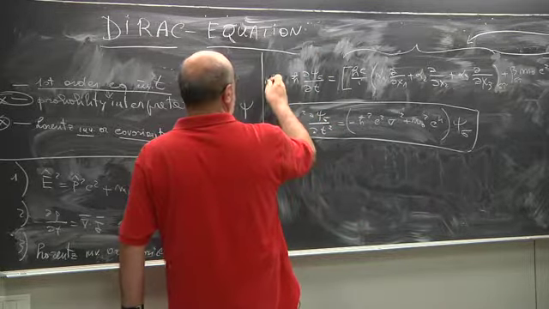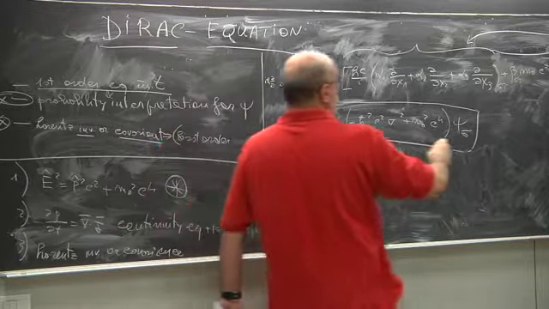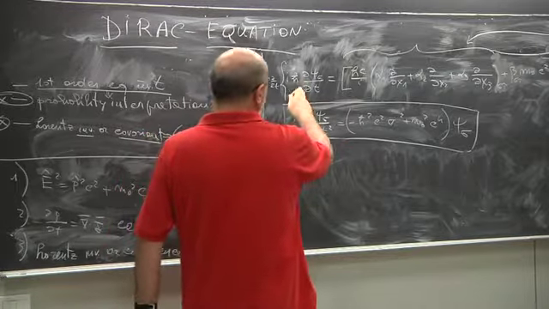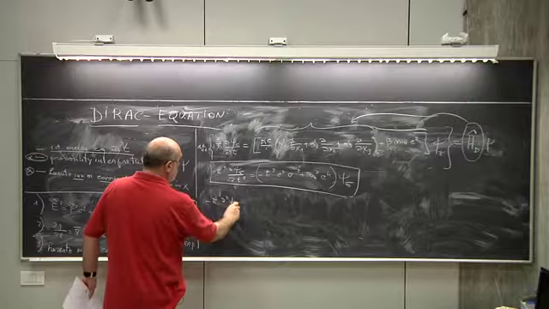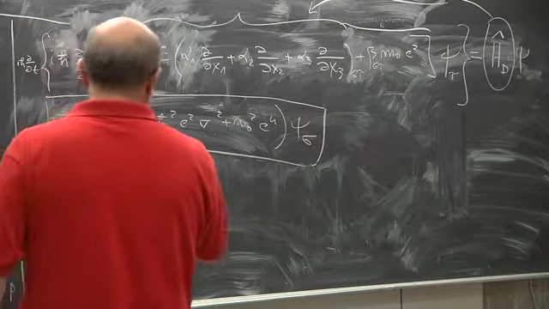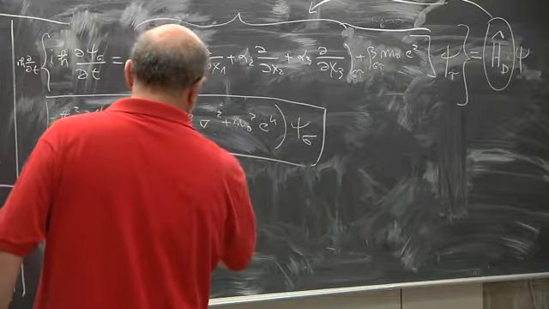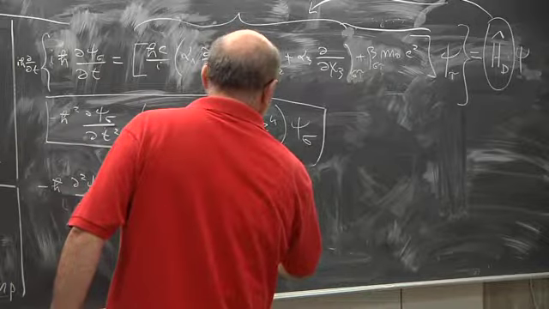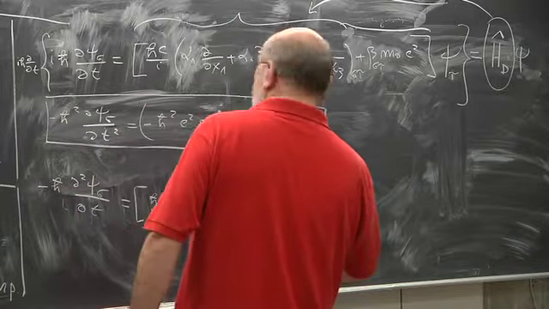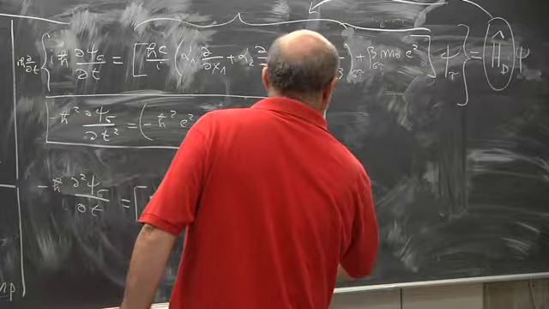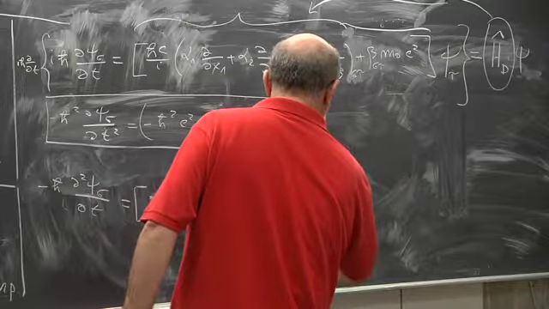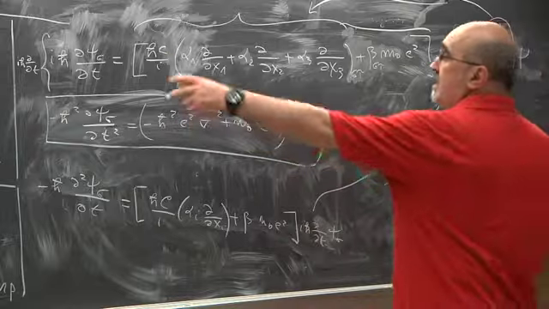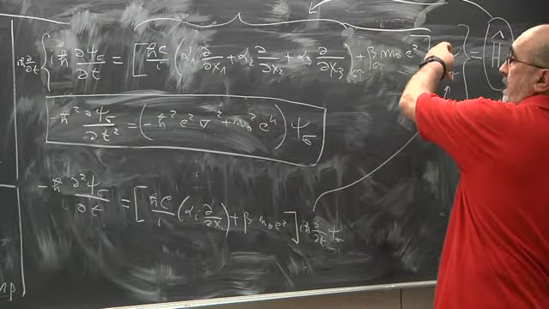So let's apply here i h d dt, so that I get two times the derivative. So let's see. I get minus h squared, the second derivative of psi sigma with respect to t, equal to h c i alpha i d dx i plus beta m0 c squared, and then I have i h bar d psi sigma. I've applied the time derivative, and it goes on this.